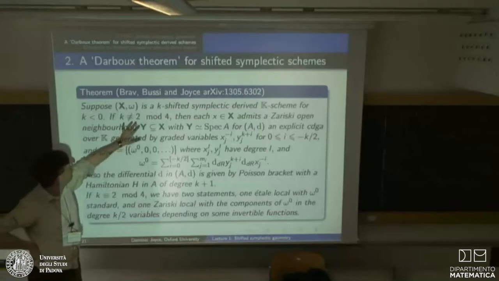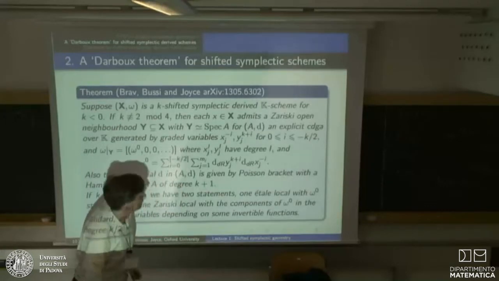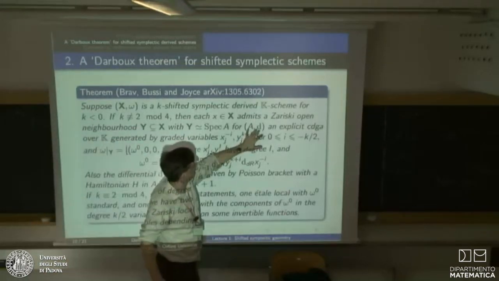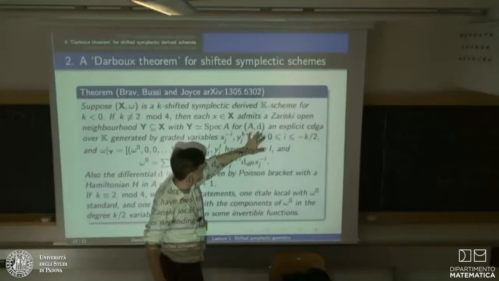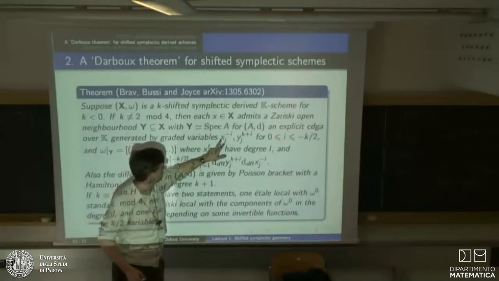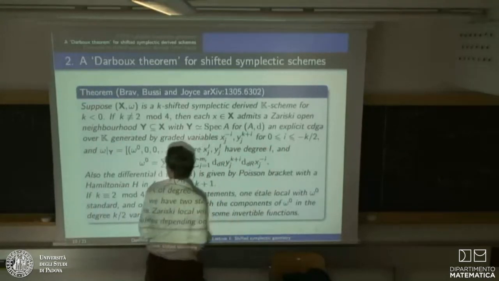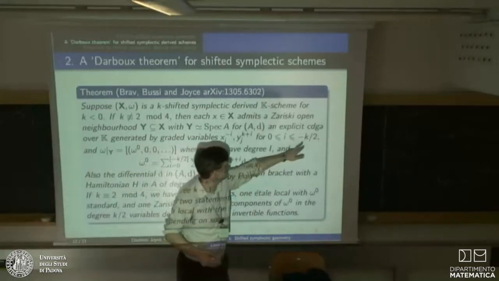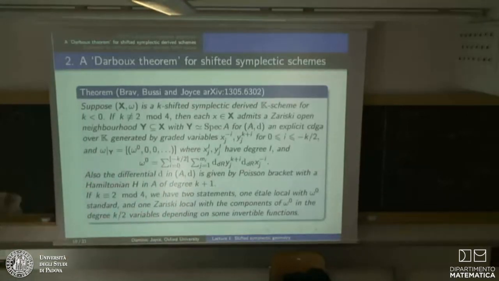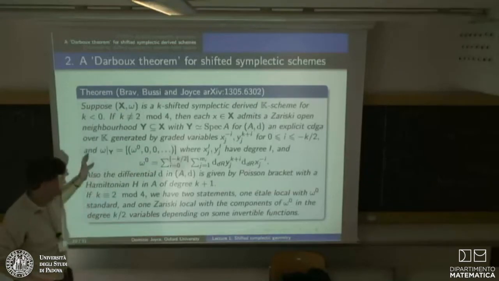The statement is simplest if k is not 2 mod 4. In that case, each x in big X has a Zariski open neighborhood Y equivalent to Spec of A, where A is a commutative differential graded algebra of a very explicit form. In first approximation, it's just generated by graded variables x_i and y_i, where the x's are graded from 0 down to minus k/2, and the y's are graded from minus k/2 down to k, or minus k. And then omega has an omega_0, which is this obvious Darboux thing, and all of the remaining terms are actually 0.